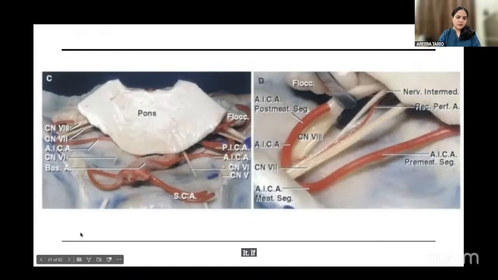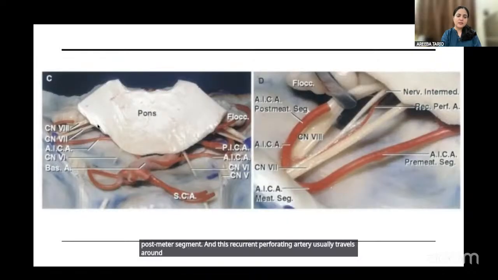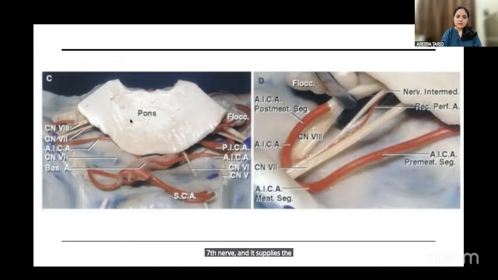If you see it here, this is the premeatal segment. This is the meatal segment, and this is the postmeatal segment. And this recurrent perforating artery usually travels around the nervus intermedius, the 7th nerve, and it supplies the pons or the brainstem.